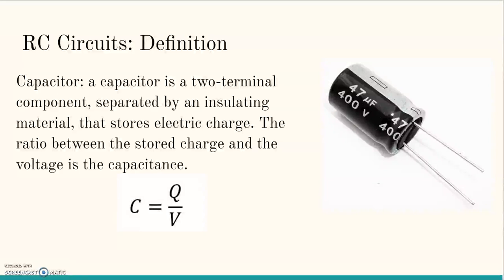Now we're going to talk about RC circuits. But before we do that, it's best to know what C in RC actually stands for, which is capacitor. A capacitor is a two-terminal component separated by an insulating material that stores electric charge. The ratio between the stored charge and the voltage is called the capacitance.